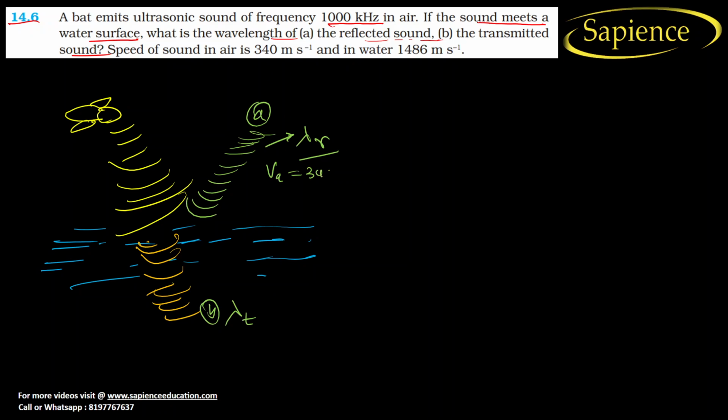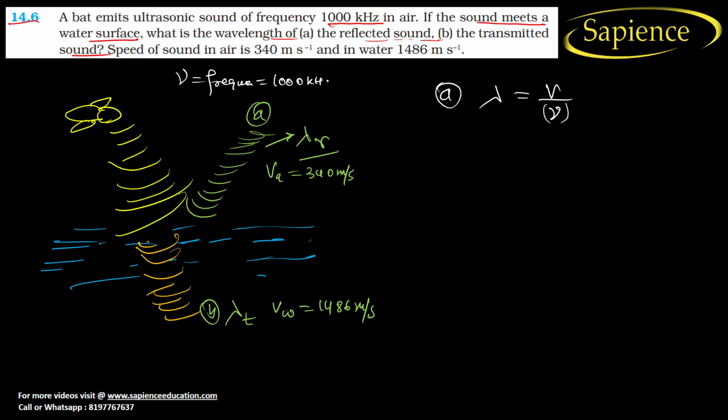Now they have also given that the velocity of the sound in air, v in the air, is 340 meter per second, and velocity in the water is 1486 meter per second. Now it is a very simple question. First of all, I will go for question number A. We know that lambda is equal to velocity by frequency. Since frequency won't change, that is given as 10,000 kHz, which is equal to 10 to the power 6 hertz, it will remain constant.